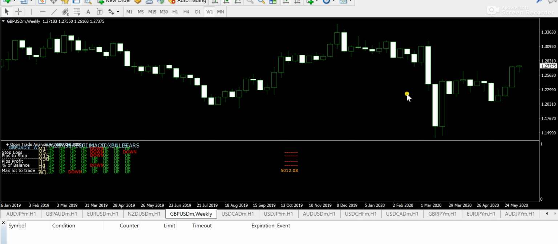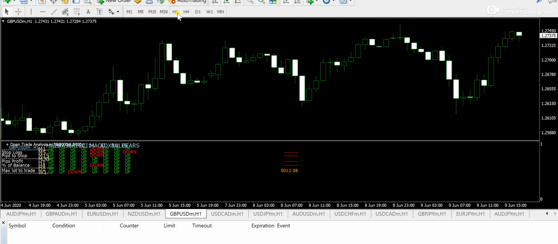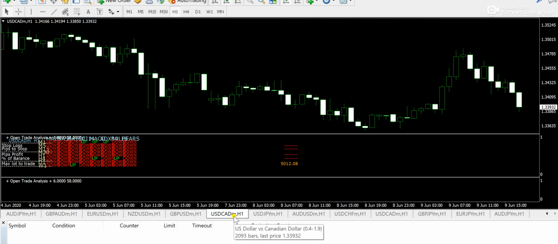So be careful, keep your eyes on Great Britain Pound USD, because as per the trading dashboard, it is telling us that it can go in the upward direction. So guys, this is how it's indicating.